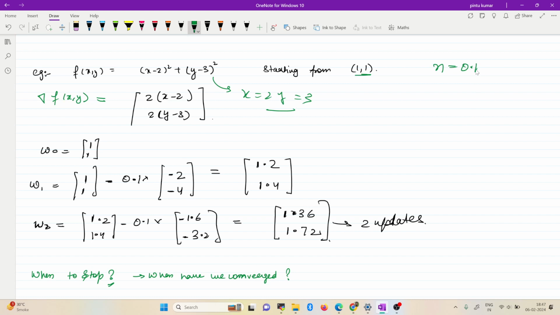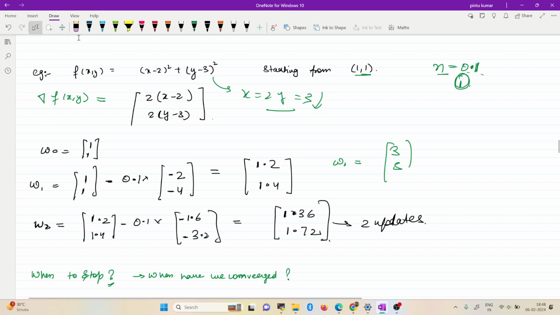Now, if we would have increased the value of eta from 0.1 to 1, then in the first iteration we would have got to a point something like 3, 5. So from 1, 1, we have even exceeded the point where we should have stopped. We went beyond that point. And when we took eta to be very small, that is 0.1, you can see that we are making very small progress, and we are taking a lot of time to converge even for this very simple problem.